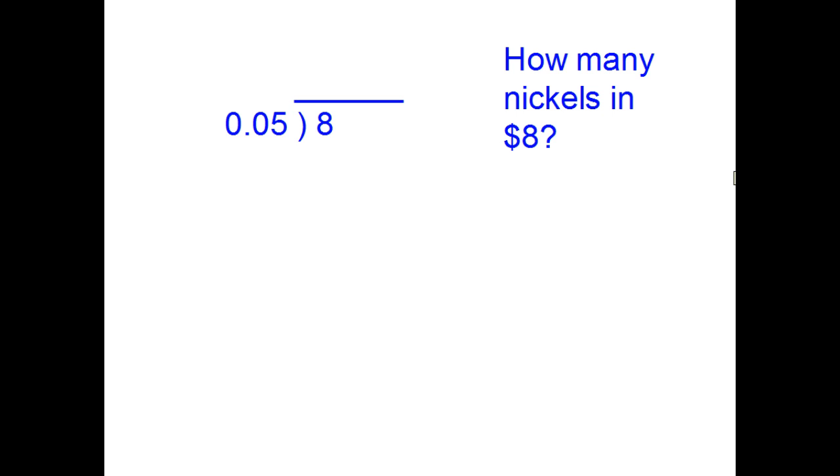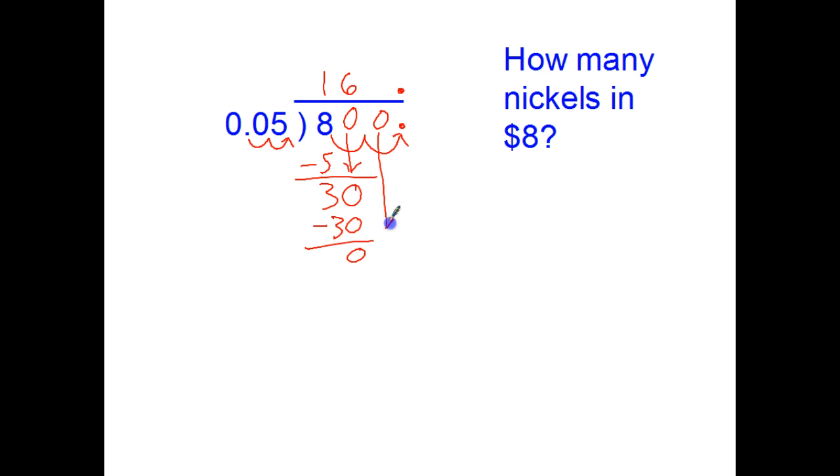How many nickels in $8? Move my decimal point over 2 spots. So 1, 2. There's my new decimal point. So I'm dropping in 2 zeros. How many 5s in 8? 1 of them. Subtract, I got a 3, which is less than 5, so I'm still okay. Bring down my 0. How many 5s in 30? 6. Comes out even. But I've still got that 0 to come down. How many 5s in 0?